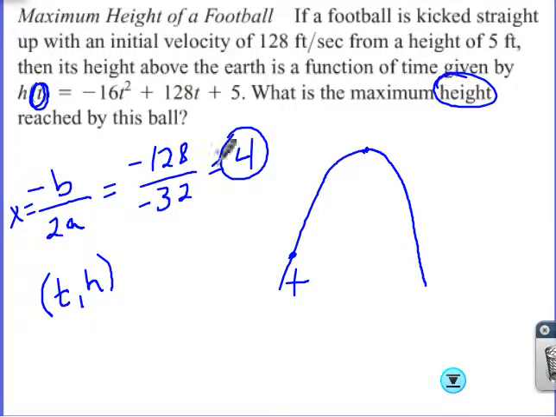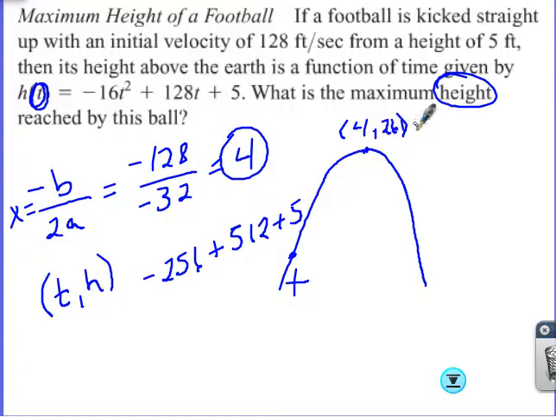Since you're looking for height, you're going to have to take this 4 and plug it in to find your height. So what that says is it reaches its maximum height after 4 seconds, but how tall is it? So you're going to have to do negative 16 times 4 squared, which is negative 256, plus 128 times 4, which is 512, plus 5. So that'd be 512 minus 256 is 256, plus 5 is 261 feet. That is how tall that ball is kicked. Wow. He boomed it.